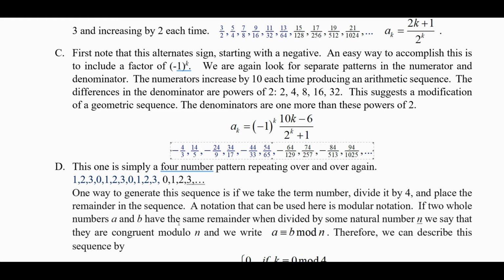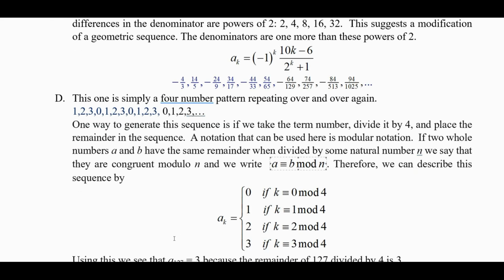So a notation that we can use here is called modular notation. I thought I'd show you that. It's kind of useful here. If two whole numbers a and b have the same remainder when they're divided by some natural number n, we say they are congruent modulo n, and we write it this way: a is congruent to b mod n.